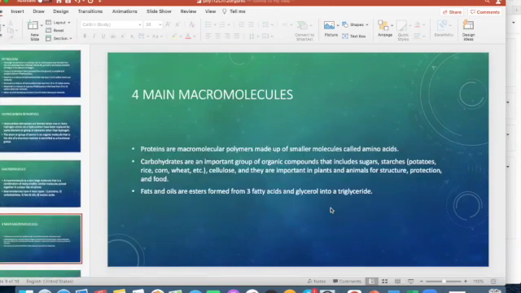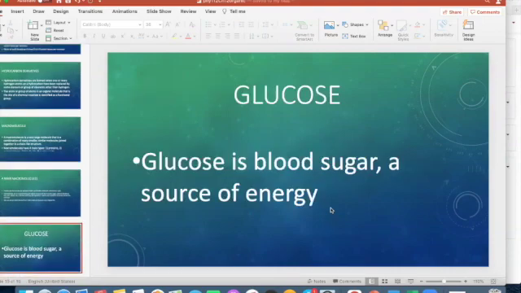So breaking down those 4 main macromolecules, your proteins, these polymers are made up of smaller molecules called amino acids. Right? Carbohydrates, these organic compounds include sugars, starches, with examples like potatoes, rice, corn, wheat, cellulose, and they are important in plants and animals for structure, protection, and food. Your fats and oils, these are esters formed from three fatty acids and glycerol into triglyceride. And then you have your glucose. So this is blood sugar, which is a source of energy.